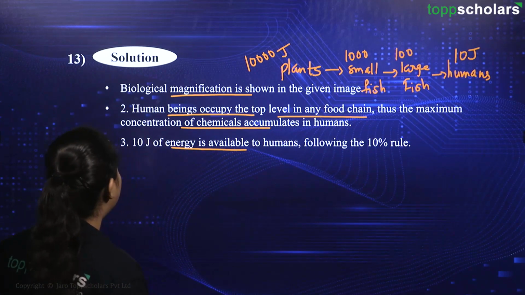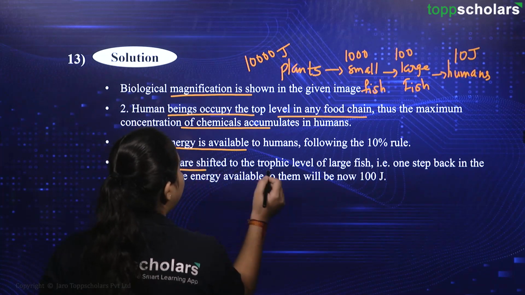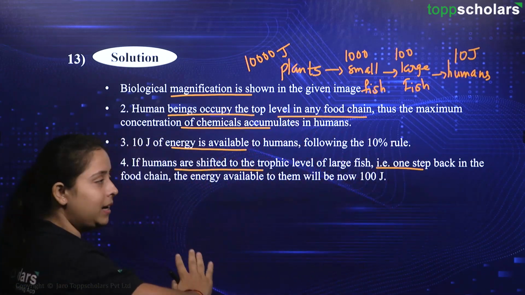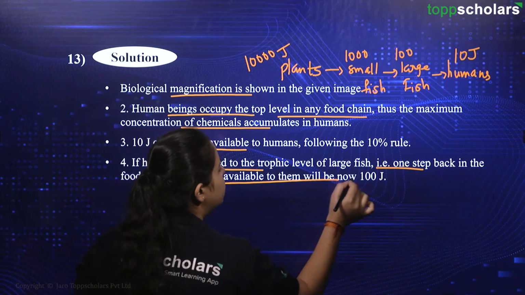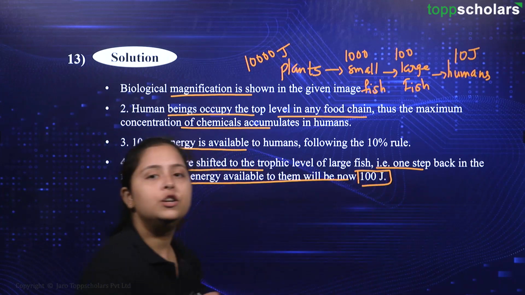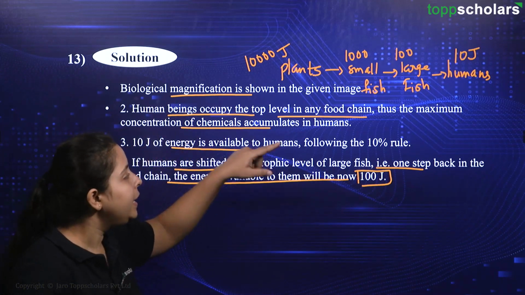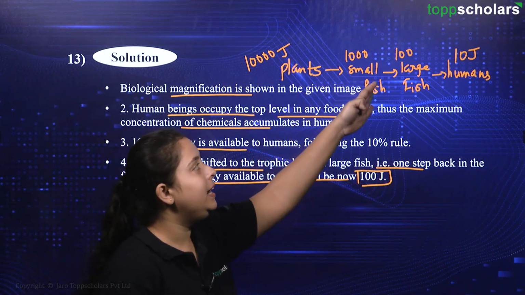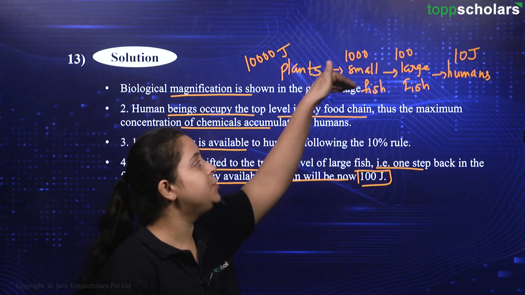So, coming to the fourth part's answer, if humans are shifted to the trophic level of large fish, that is one step back in the food chain, the energy available to them will now be 100 joule. So in this question, you have applied your knowledge of the 10% rule of energy transfer and dealt with how much energy is present at each trophic level.